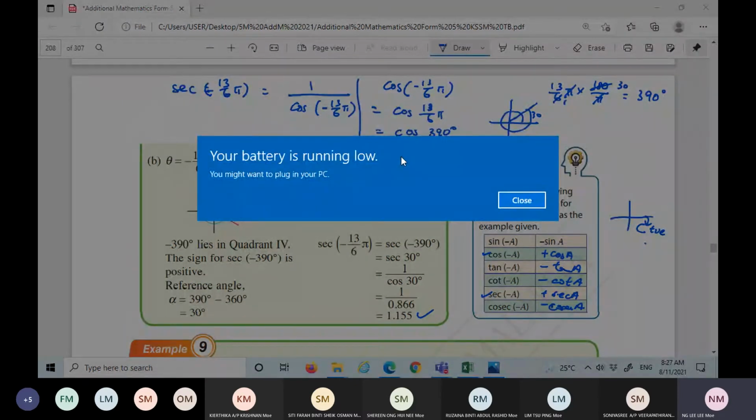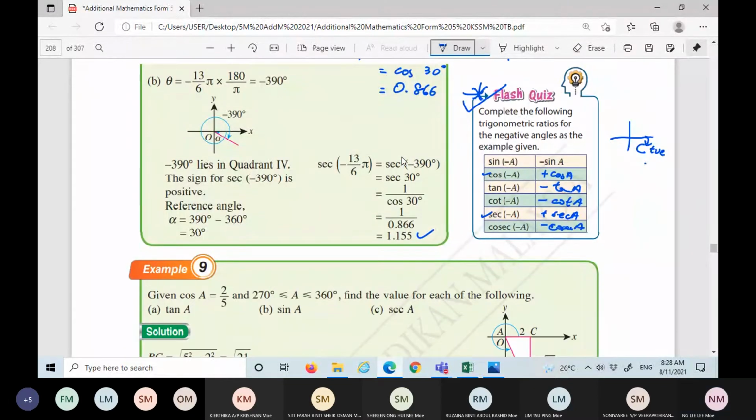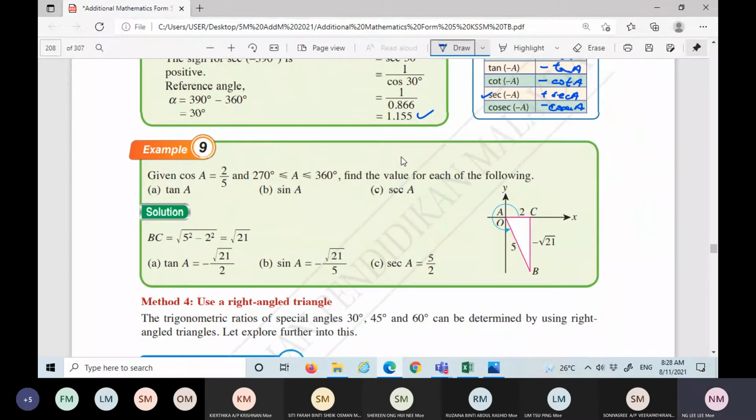Wait for a while, battery low. Okay, you go through example 9 by yourself. While waiting. Example 9.